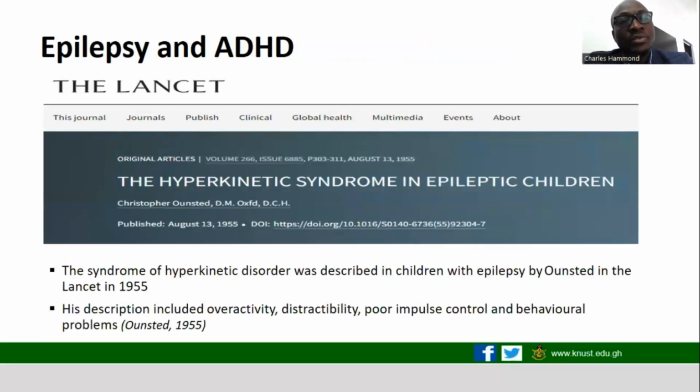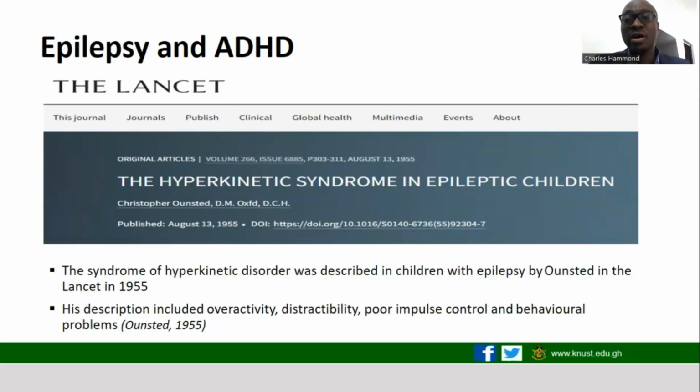Next, I want to talk about epilepsy and attention deficit hyperactivity disorder, or ADHD. I want to talk about this paper published way back in 1955, almost 70 years ago, in the Lancet, which described the hyperkinetic syndrome in children with epilepsy. In this paper, the author described that these children had overactivity, distractibility, poor impulse control, and behavioral problems. This is not so different from what we know today as ADHD.